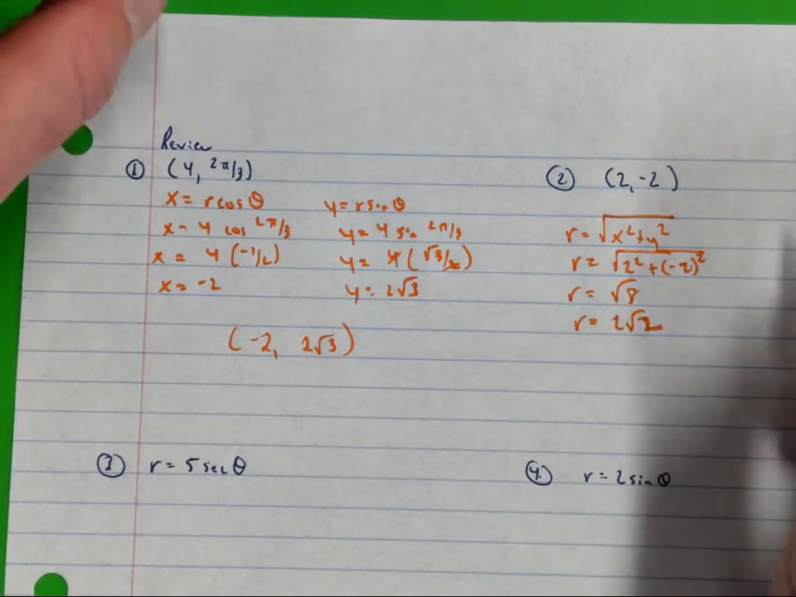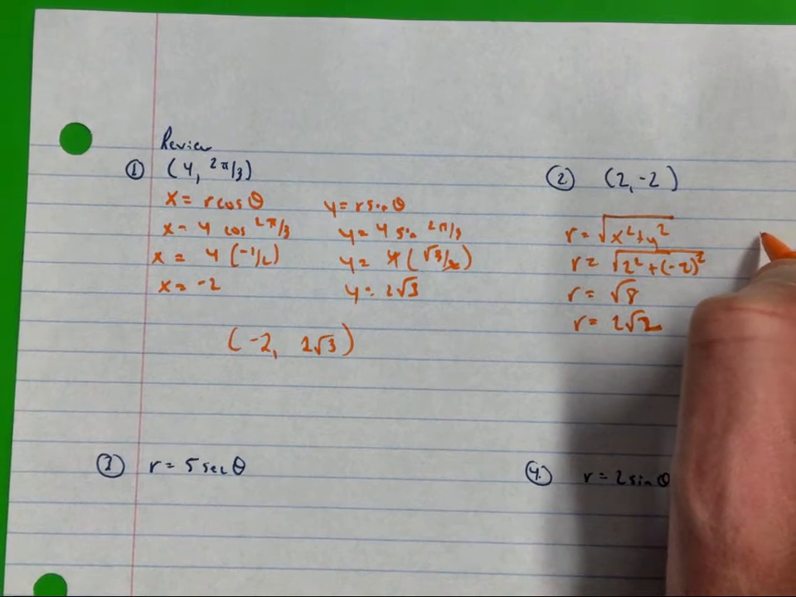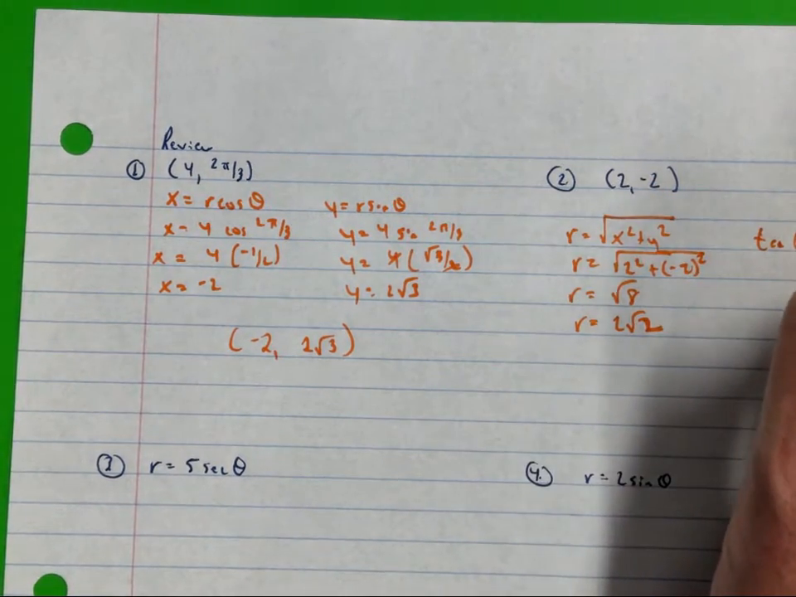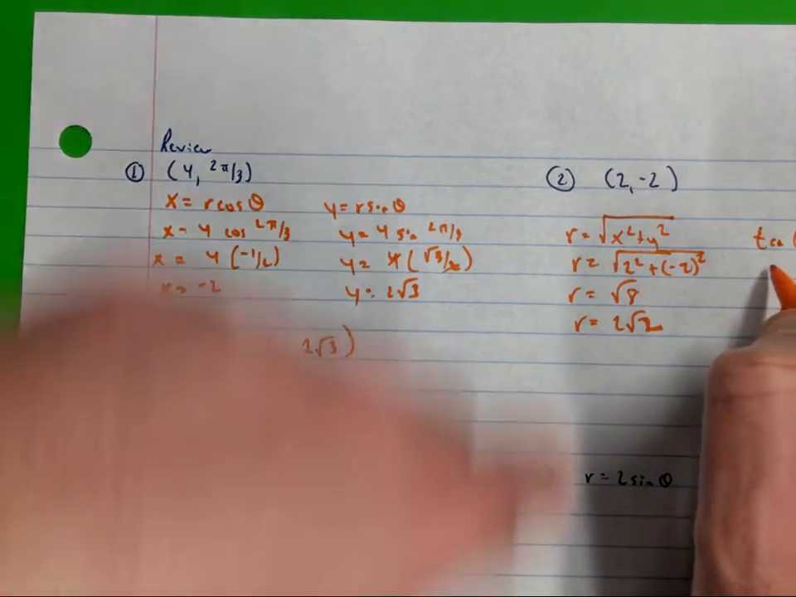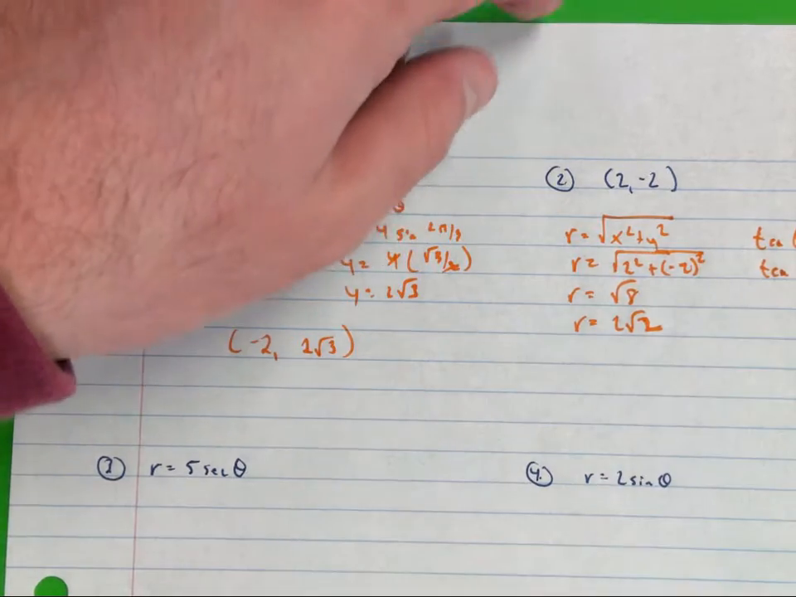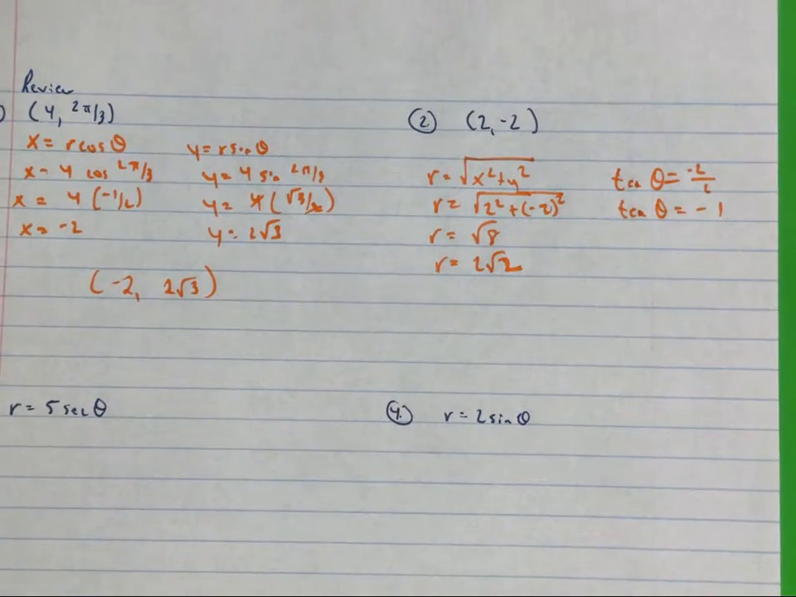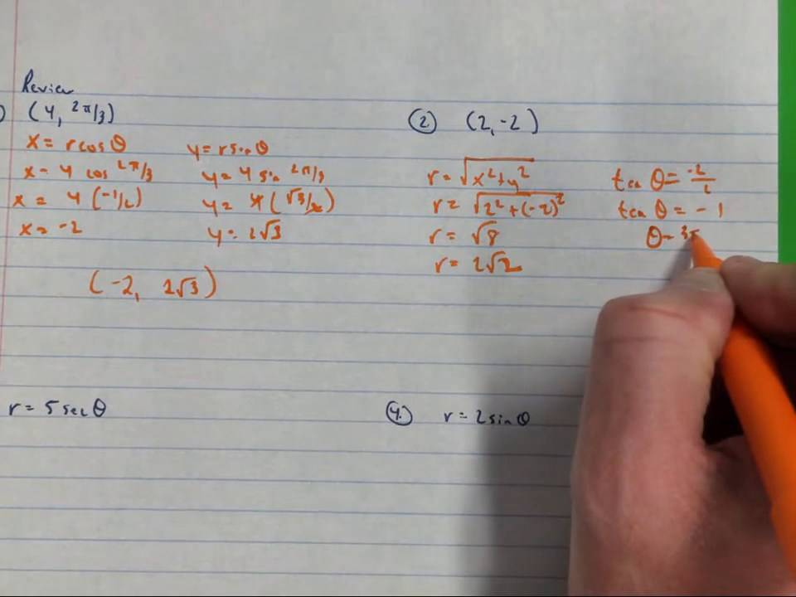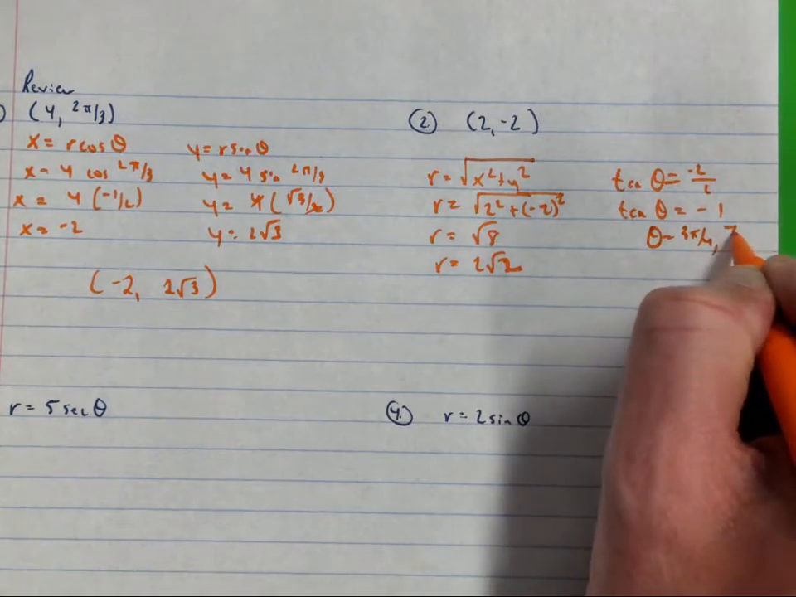How do I find my theta? What formula do I use? Tangent of theta equals y divided by x. I need a tangent that gives me a negative 1. What quadrants would that be in? 2 and 4. What family? So I got 3 pi over 4 and 7 pi over 4.